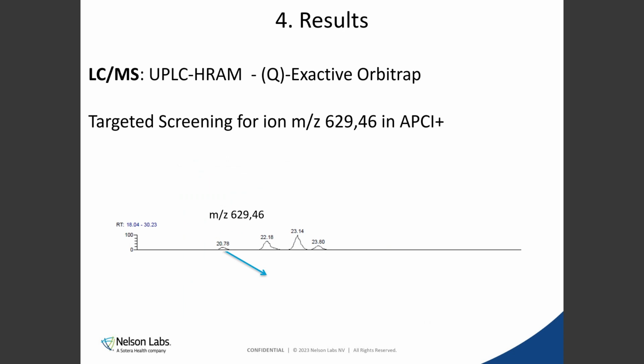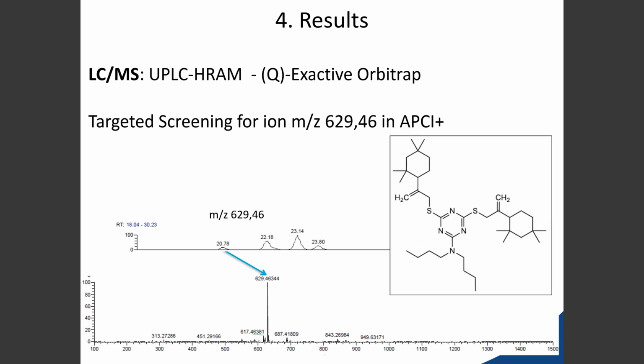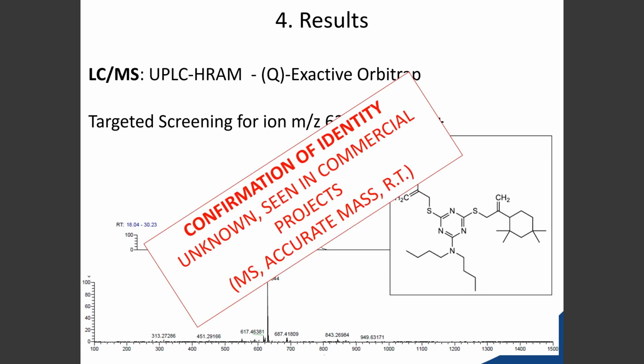What we've seen then, when going back to the Exactive Orbitrap method from the beginning, is that we would expect that mass of 629 in APCI plus, and we actually found a peak at that retention time, with the mass that belongs to it, and we could prove that exactly the same happened that we expected. Well, this structure is confirmed that way.